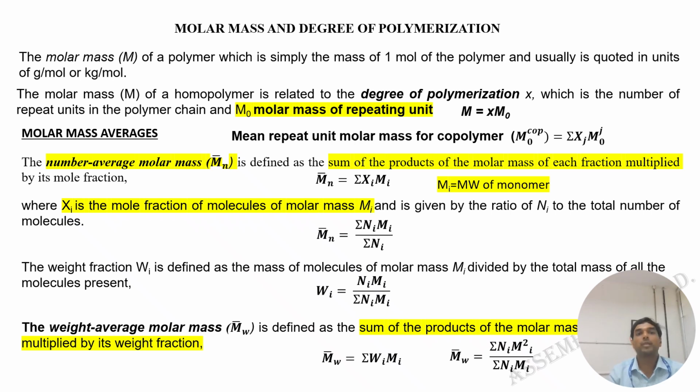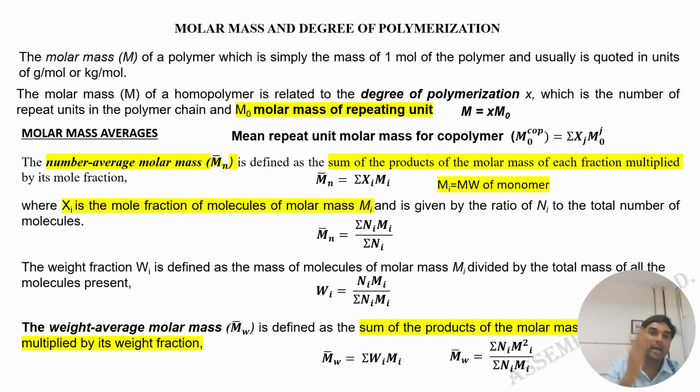Okay, so we need to find the degree of polymerization, meaning how many repeating units are there in the structure. For example, if the molar mass of a homopolymer is capital M, which we need to determine, the degree of polymerization is X, and M0 is the molecular weight of the starting monomer, then we can easily define it. For example, there is a method called number average molar mass, which is the sum of the product of the molar mass of each fraction.